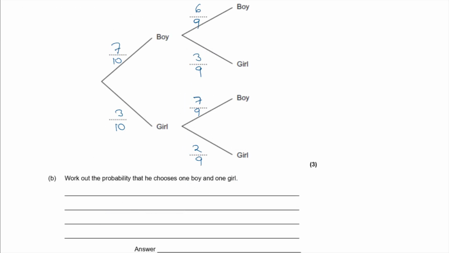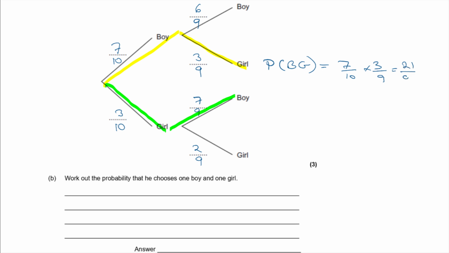Okay. Part B says work out the probability that he chooses 1 boy and 1 girl. So there are 2 possible routes of picking 1 boy and 1 girl. That is picking a boy first selection and then picking a girl. Or alternatively, you could pick a girl the first time and then pick a boy. Okay. So what's the probability of boy girl? Now multiplying along that route, I've got 7 over 10 times 3 over 9 there. 7 times 3 is 21. 10 times 9 is 90.